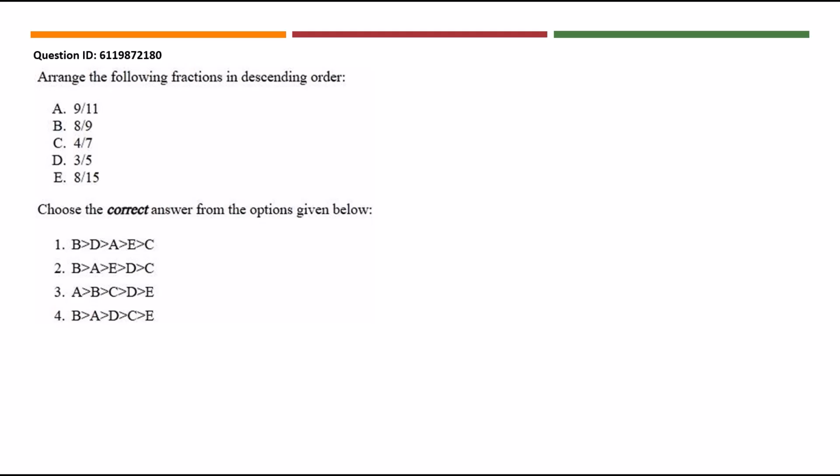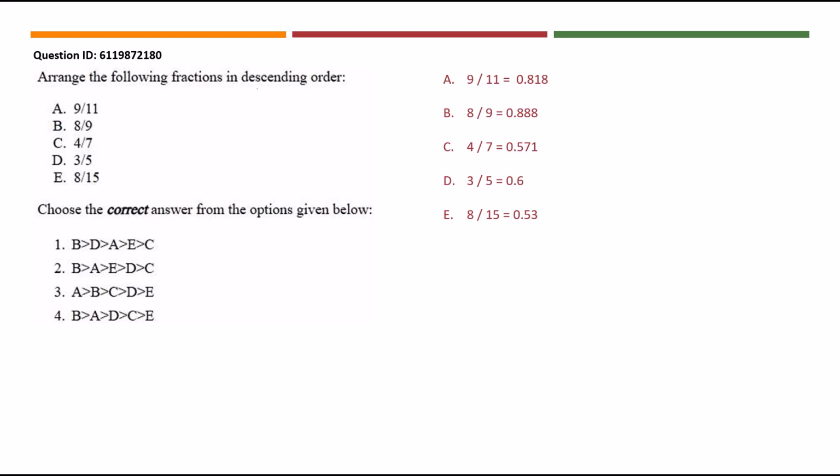Next question. Arrange the following fractions in descending order. You have to divide the numbers, get the value and then arrange it. 9 divided by 11 is equal to 0.818. 8 divided by 9 will be 0.888. 4 divided by 7 will be 0.57. 3 divided by 5 will be 0.6. 8 divided by 15 will be 0.53.